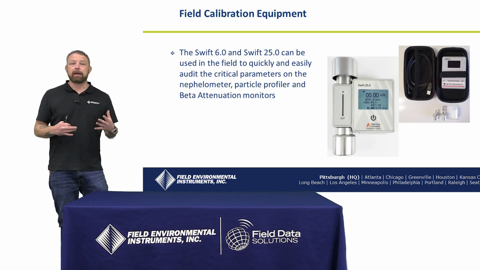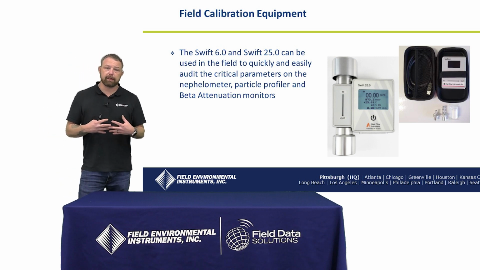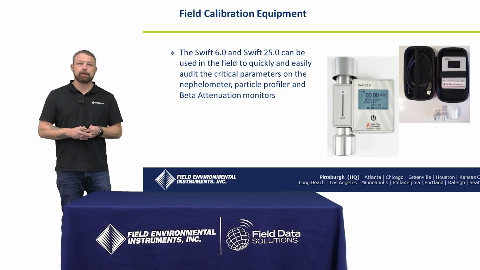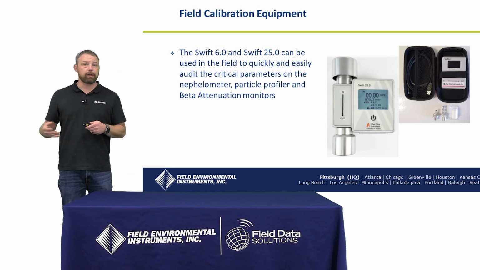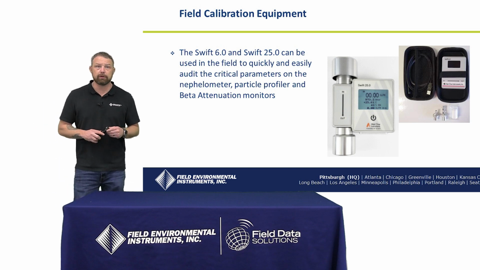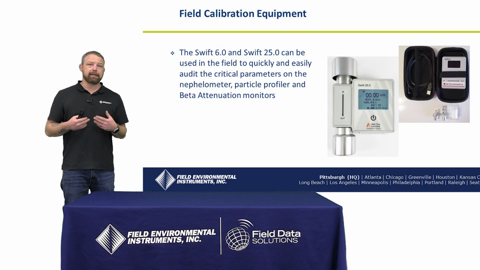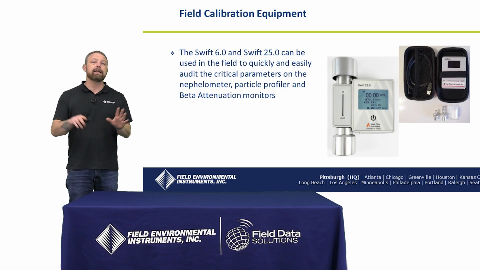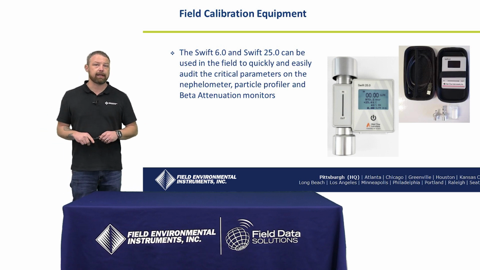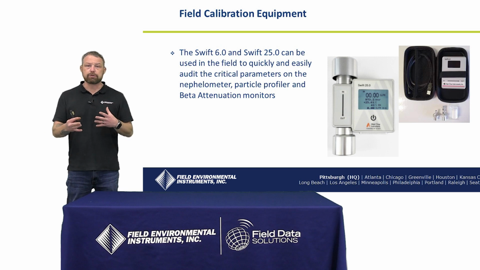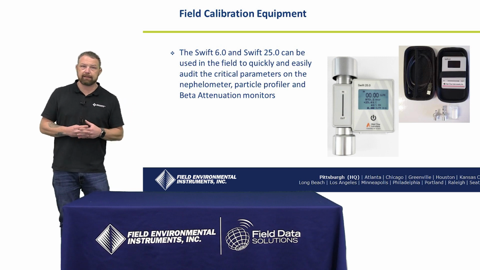Some of the other things from Met One that are nice and we've recently brought into the rental inventory here at Field Environmental is the Swift 6.0 and the Swift 25.0 field calibration instruments. These allow you to quickly and easily field audit any of the devices that we talked about today with a very simple user interface and a very small, compact instrument.